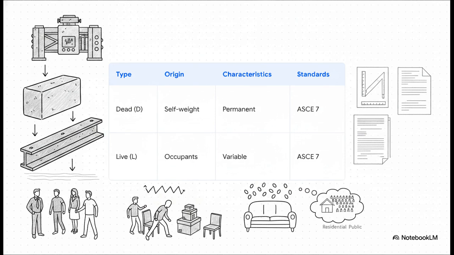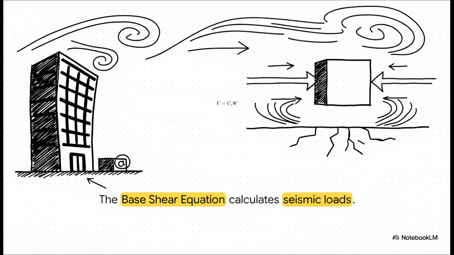Engineers use standards like ASCE 7 and IS 875 to probabilistically estimate these. So, for example, a residential floor might require 40 pounds per square foot, while a crowded public assembly area demands 100. But gravity isn't our only enemy.